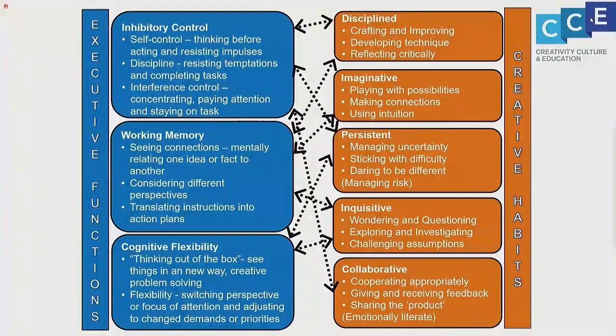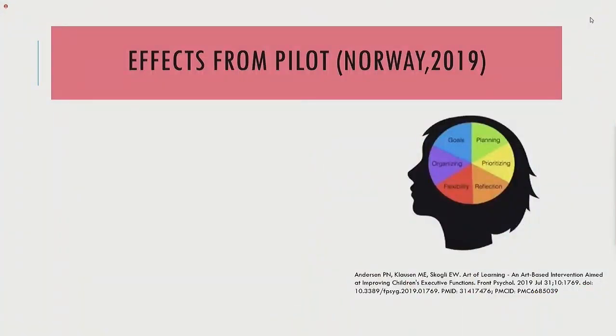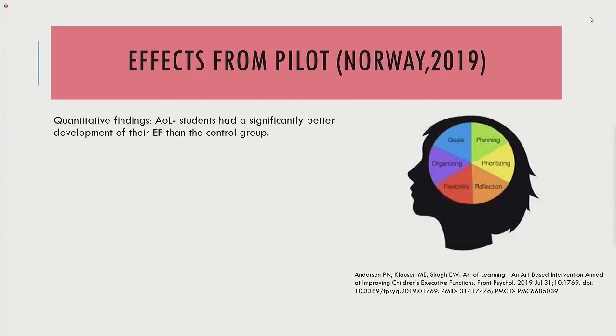CCE, Creativity, Culture and Education, in 2016 had this slide about the interconnectedness of executive functions and creative habits of mind. So this is a five-element structure, that creativity is a kind of being disciplined, imaginative, persistent, inquisitive and collaborative. And research showed that if we would like to develop the executive functions of the children, we should do activities based on developing these creative habits of mind. So this is a kind of interconnectedness between these two blocks. And we tested this, and this test was supported by a pilot from Norway in 2019.